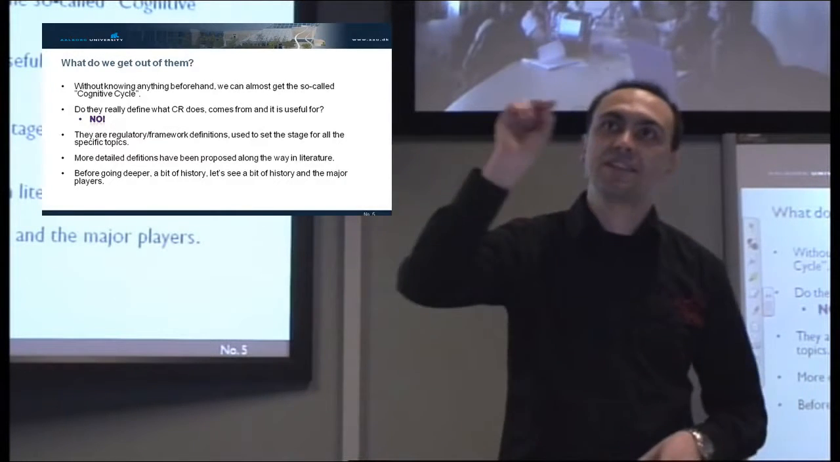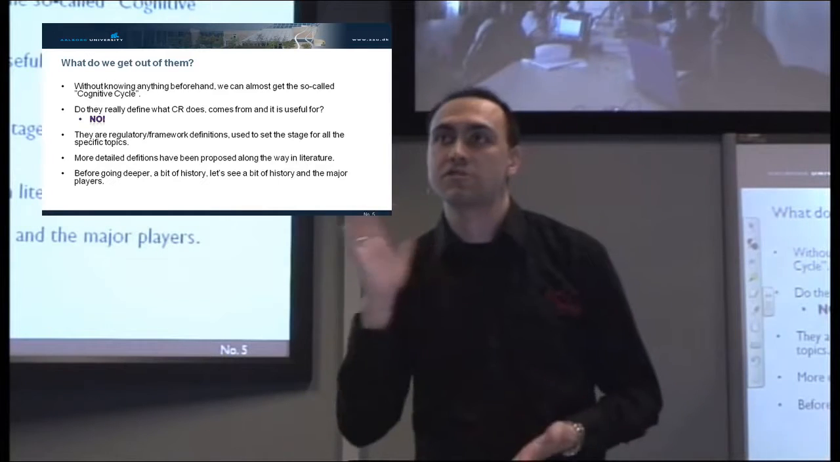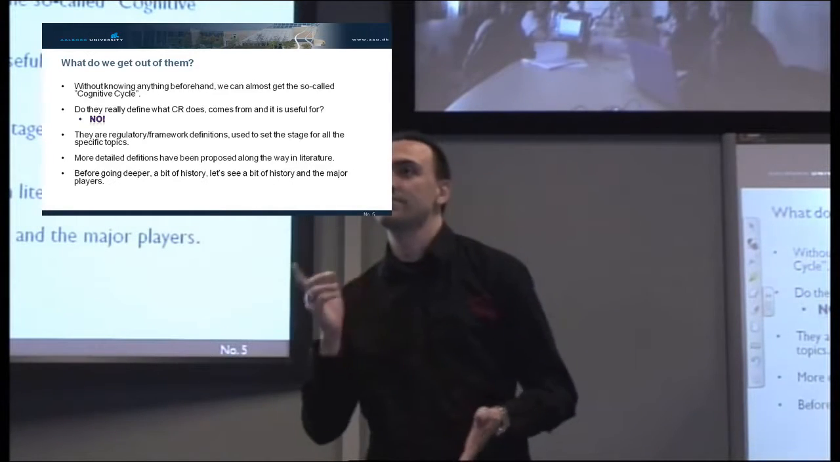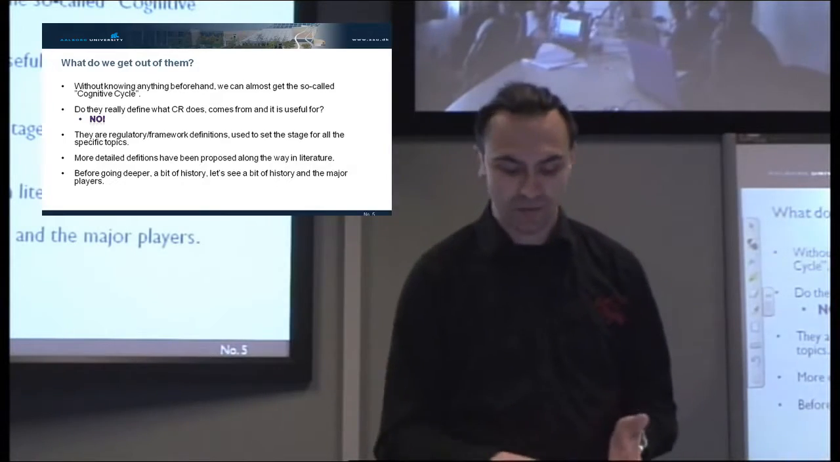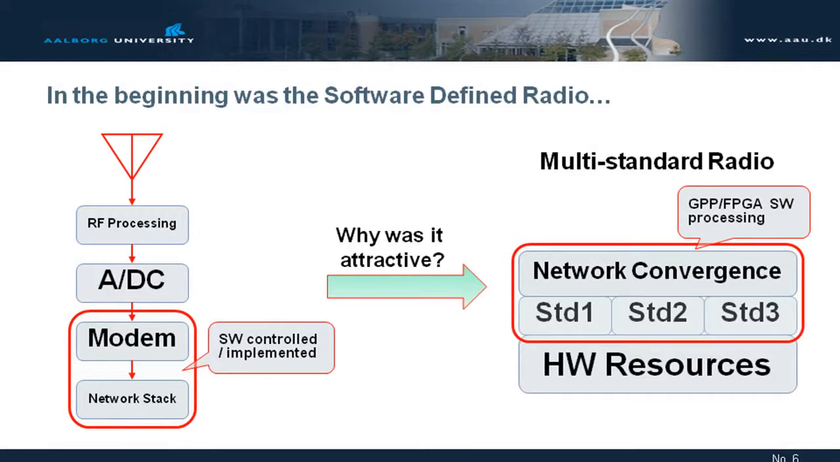And before going into these specific definitions, let's have a bit of history on why cognitive radio was born, because without knowing the history, we are lost in a pitfall. So, the beginning was the software-defined radio. What is software-defined radio? It's basically something where we have an RF processing. We digitalize the signal, and then we have a modem and the network stack, which is everything software-controlled or software-implemented. Let's call it a software modem or a software controller that tweaks the parameters of the radio.